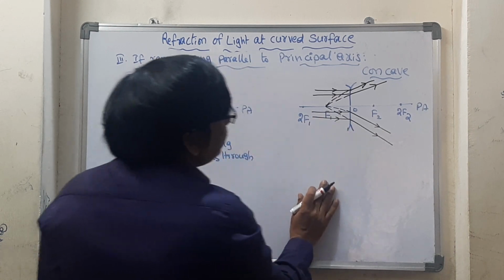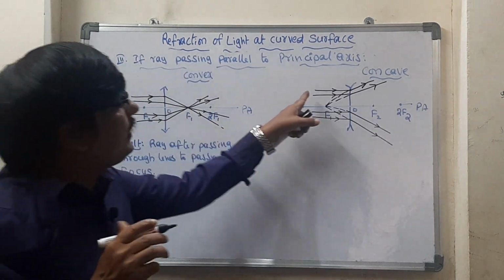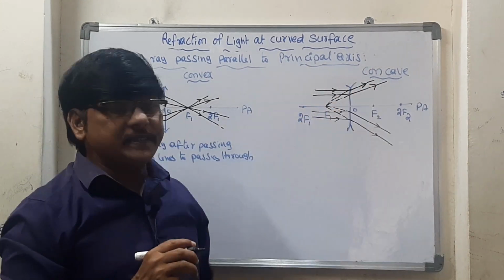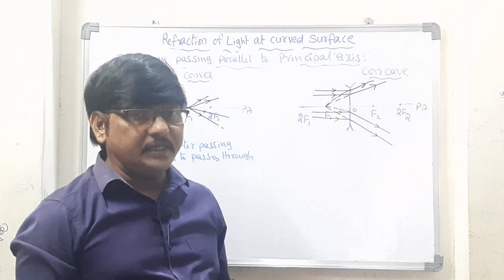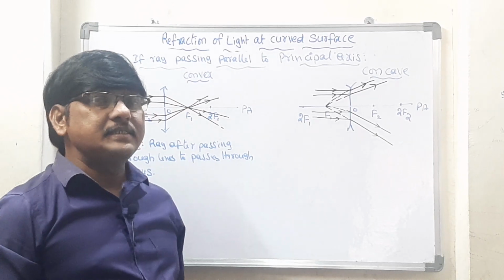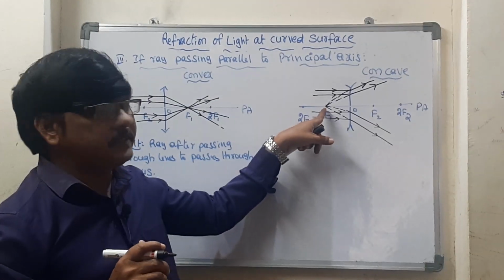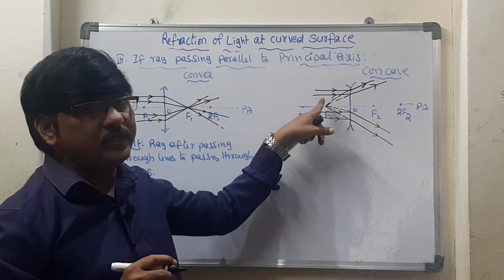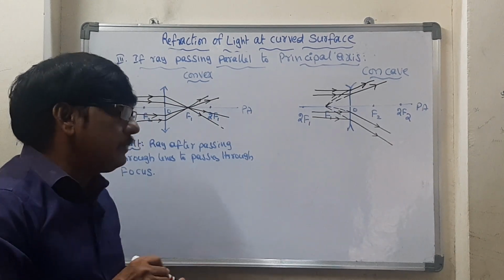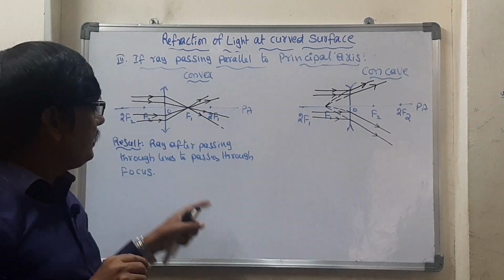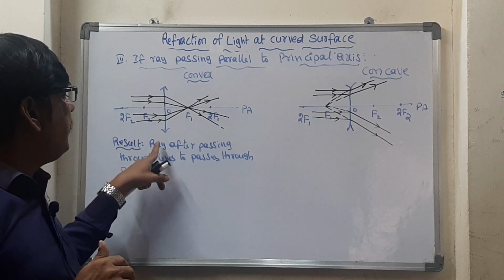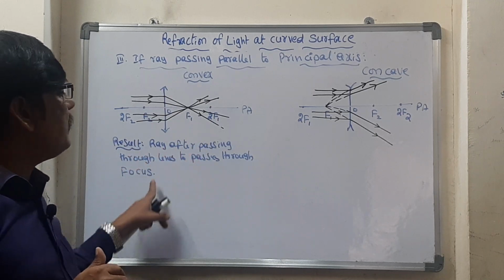So you can notice that once the ray is parallel to the principal axis, after refraction it appears as if reaching to, originating from the focus. So did you see the same relation? Yes, see here, the result is: a ray after passing through the lens passes through the focus.